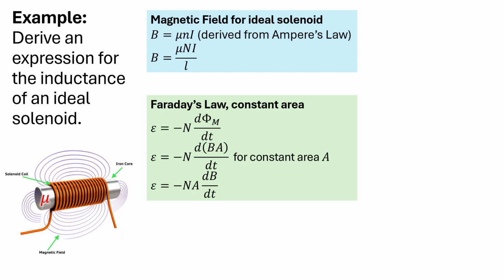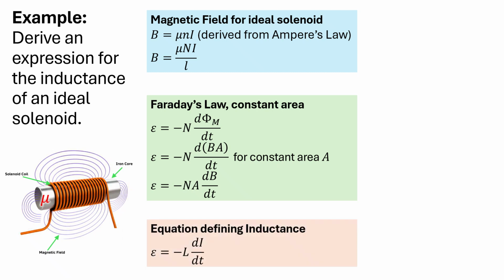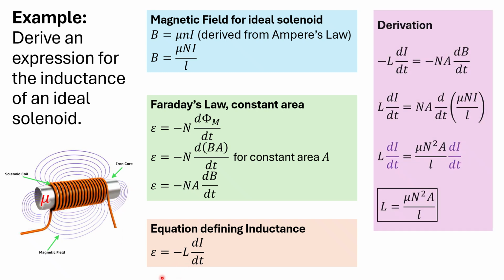And our definition of inductance looks like this. We have the back EMF is the negative of the inductance, and then the rate of change of current. It's opposing, negative, the change in current. So what does this derivation look like? Well, here is epsilon, here is epsilon, put them together.